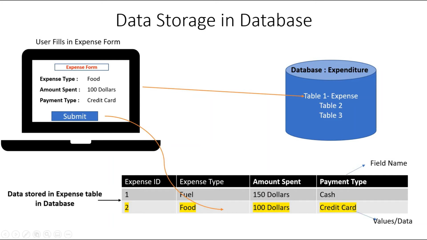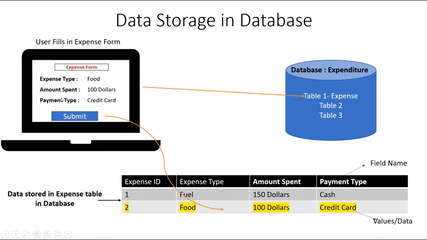Data is stored in the form of tables in the database. Let's assume that you're using software to track your personal expenses. Now, as you can see, you are filling and submitting your food expenses form in your device. It may be a laptop, mobile or tab. Now, this is the structure of a table in the database. Here, expense ID, expense type, amount spent, payment type, all are called field names, which are fixed and created. And information in each cell is called data or value provided by the user.